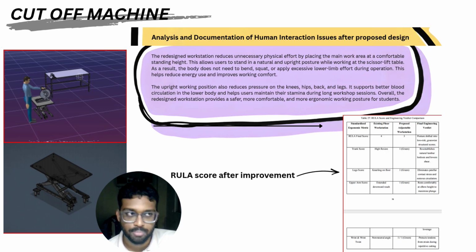It also improves the operator's balance, comfort, and ability to work for a longer period without becoming fatigued too quickly. In short, the hydraulic jack does not change the function of the cut-off machine. Instead, it improves the working height and ergonomic condition of the operator.